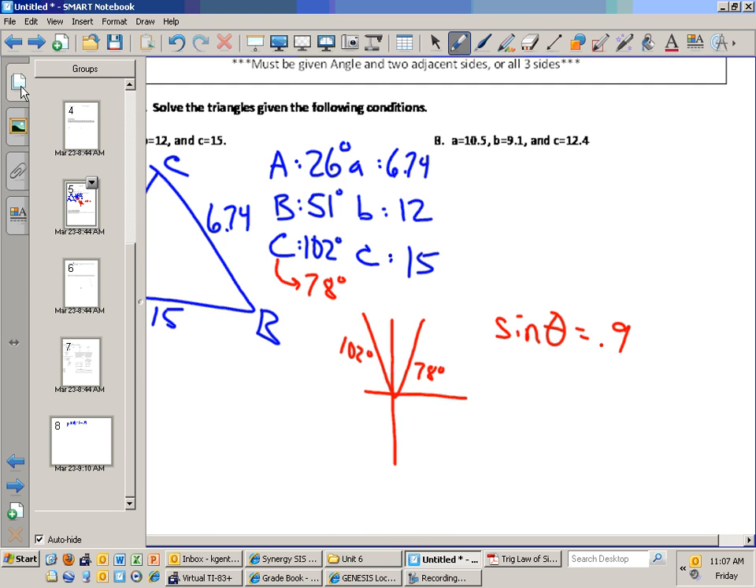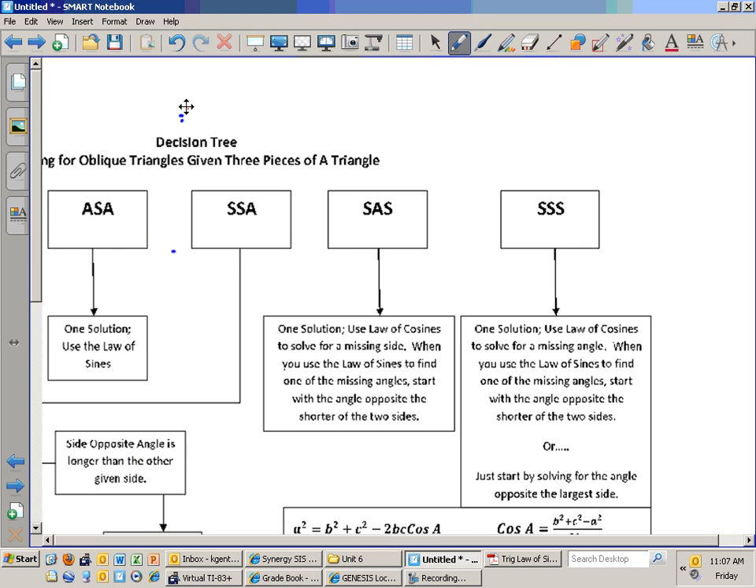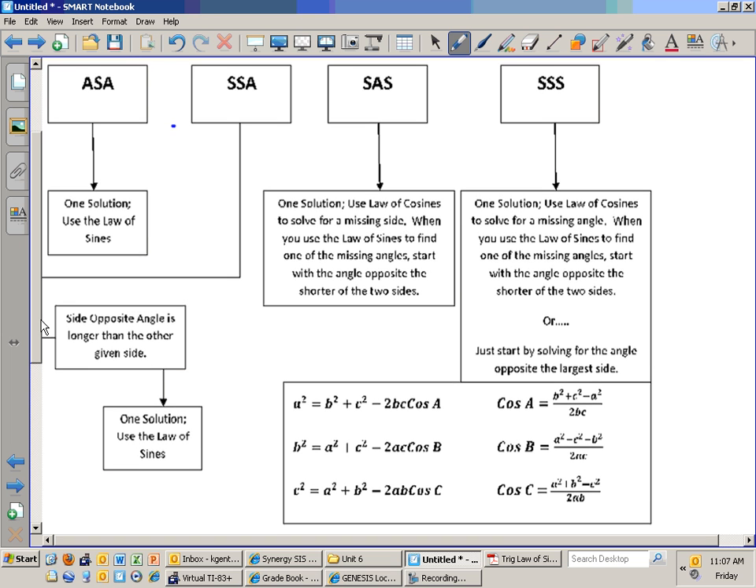So turn to your graphic organizer. Let's write this down, then we can move to our last problem. It says, when you are given side angle side, one solution, use the law of cosines to solve for a missing side. When you use the law of sines to find one of the missing angles, this is the part I really want you to focus on. Start with the angle opposite the shorter of the two sides. What will this do? This will force out the obtuse angle.